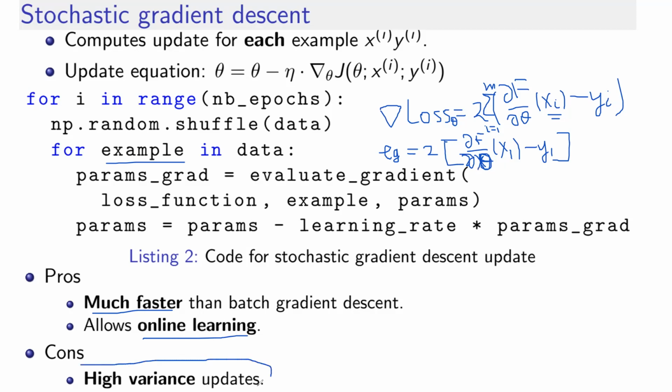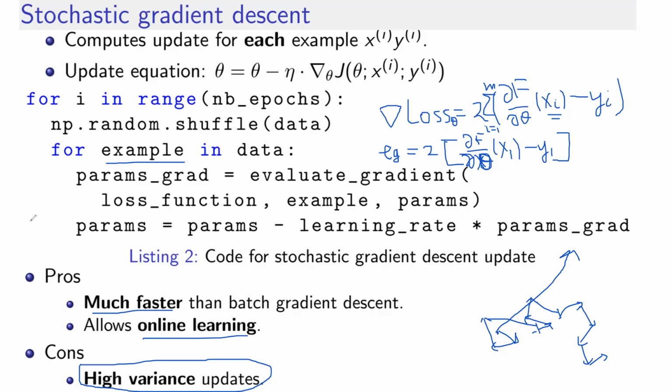We have the cons of high variance of updates. It means that instead of going in a good direction, we can just go in any direction, like in a maze. So we are lost. We don't even know whether we are moving in a good direction. We can just go in some wrong direction. So that's the drawback of stochastic gradient descent.